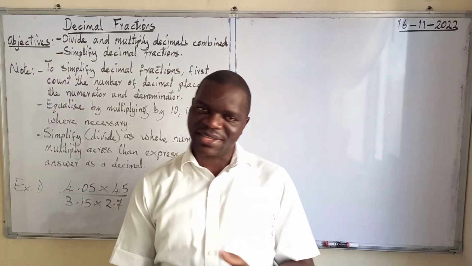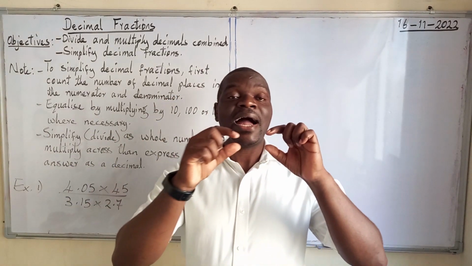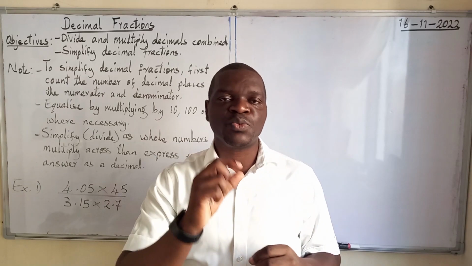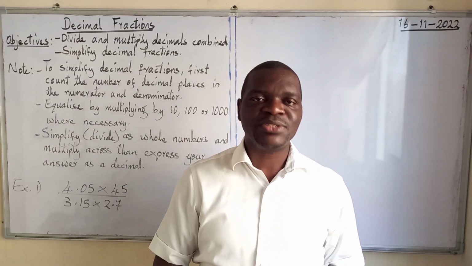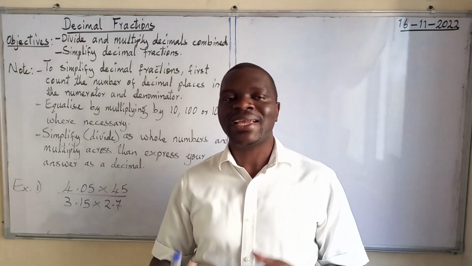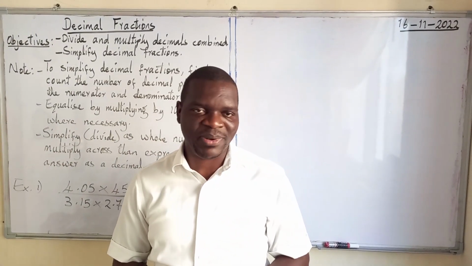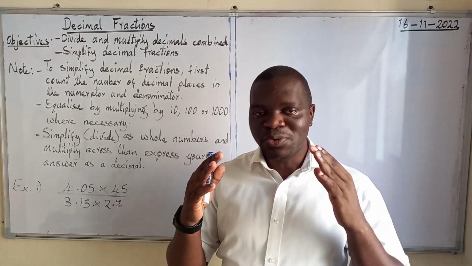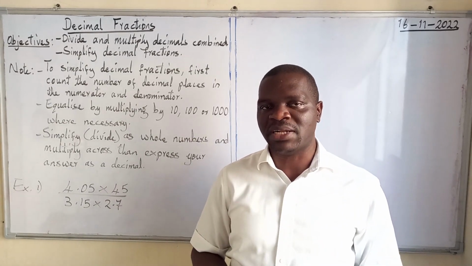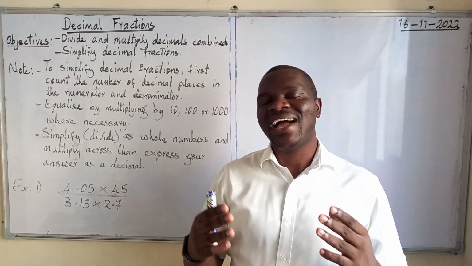And to do this, there is a procedure to follow, and this procedure is as follows. The first thing you do is identify by counting the number of decimal places in the numerator as well as the denominator. The next thing to do is to equalize this number of decimal places by multiplying either by 10, 100, 1,000, 10,000, depending on the number of decimal places. And the last thing is to simplify or divide the numbers that you have as whole numbers, not as decimals. And at the end of it, you multiply across and express your answer as a decimal.